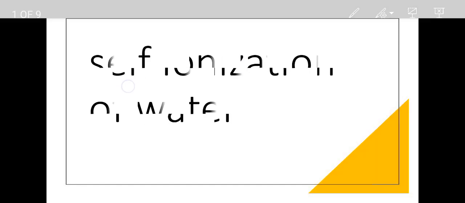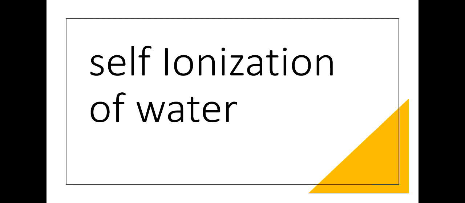Assalamu alaikum students. Today my topic is self-ionization of water, and this topic is from the chemistry book recommended for the 10th class, and this topic is also from chapter number 10 of this book. The name of the chapter is Acid, Base and Salt. So today we will discuss the self-ionization of water.